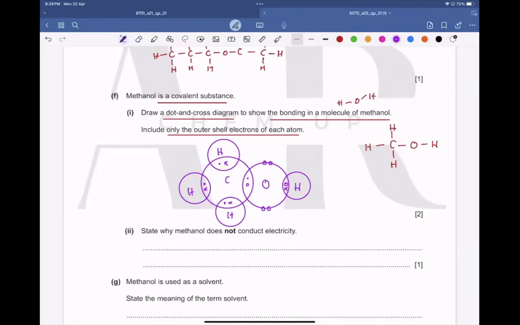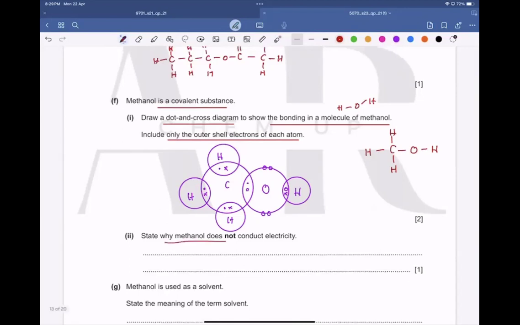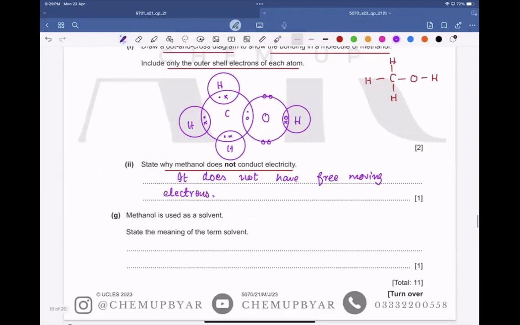Okay, next part. State why methanol does not conduct electricity. If any compound doesn't conduct electricity, what does it mean? Yes. Very good, Rahim. It does not have free moving electrons.